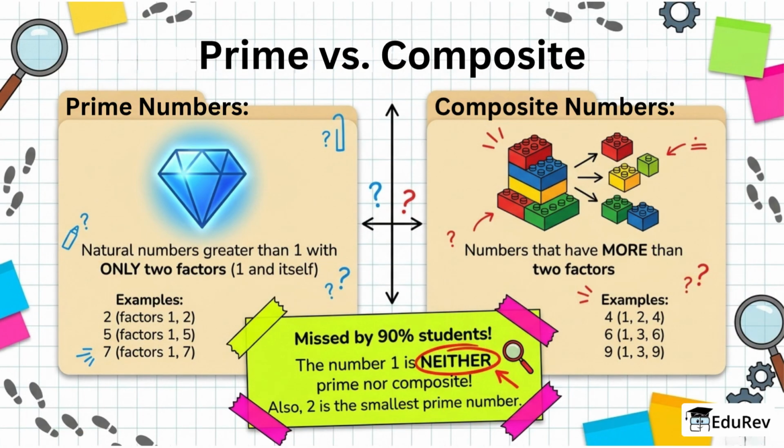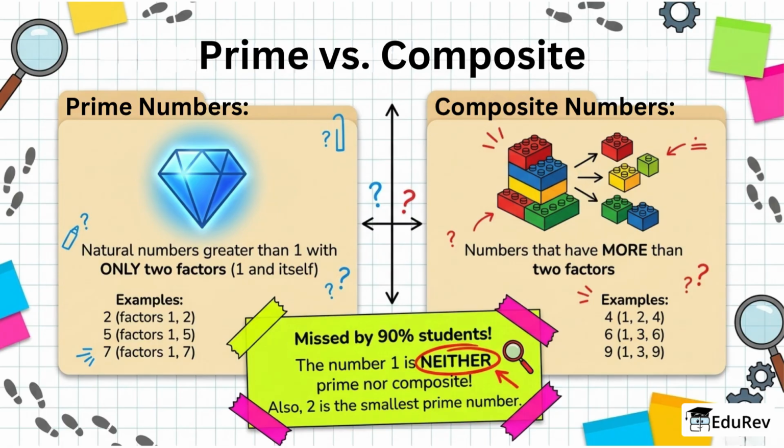Now for prime versus composite numbers. Prime numbers. These are natural numbers greater than 1 with only 2 factors, 1 and itself. Great examples are 2, 5, and 7. Composite numbers. These are numbers that have more than 2 factors. Examples include 4, 6, and 9.